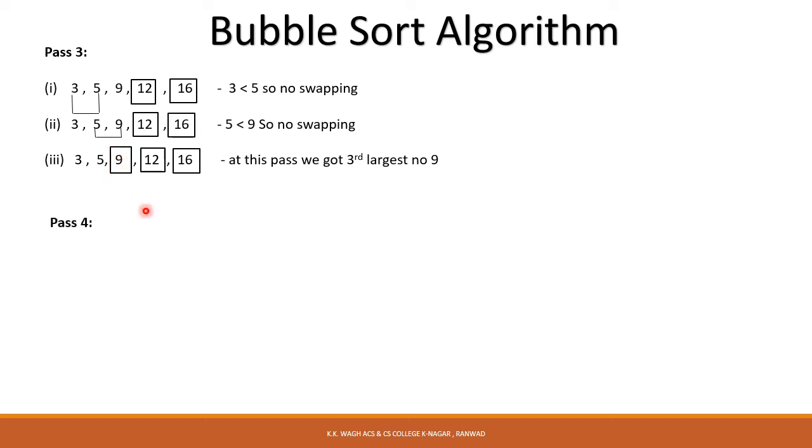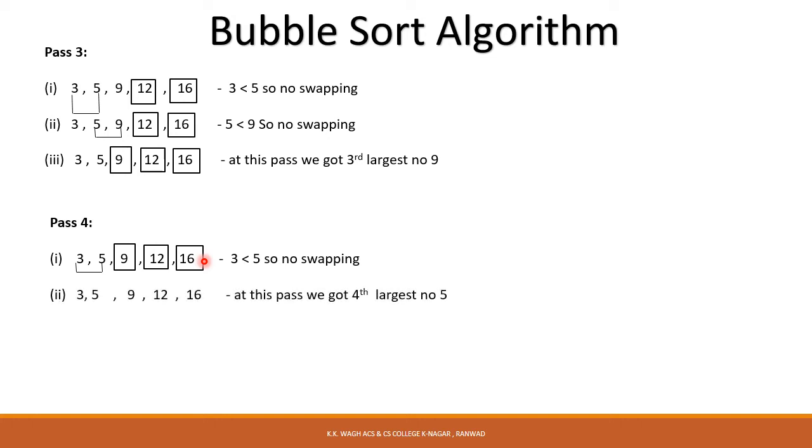Okay, now we will go to pass 4. This is the final pass, that is the last pass. Here we have 3, 5, 9, 12 and 16, from which 3 and 5 are compared. Again 3 is lesser than 5, so there is no need of swapping, and 9, 12 and 16 already have their positions in the list. So at this stage we have got the fourth largest element, that is 5. So after this we got the sorted elements, that is 3, 5, 9, 12 and 16. These are the sorted elements from the given list.